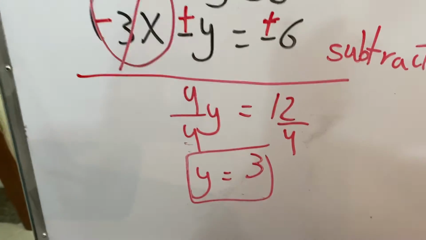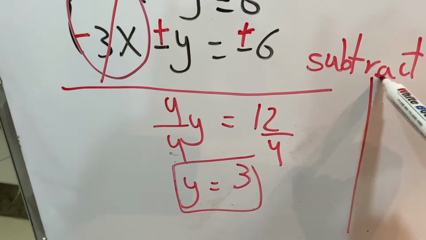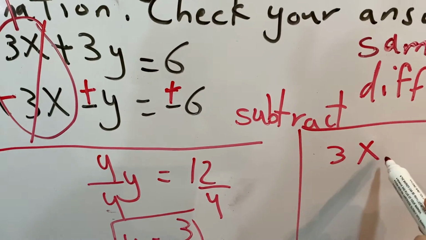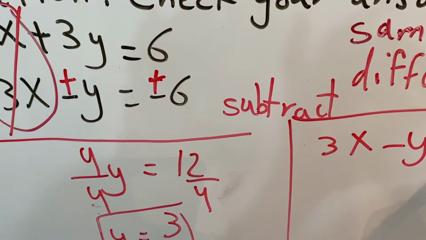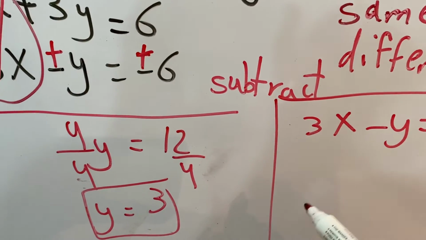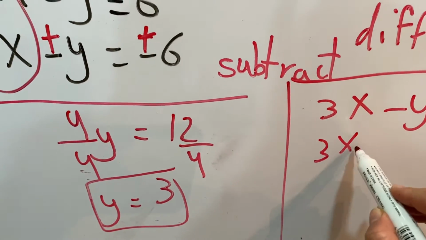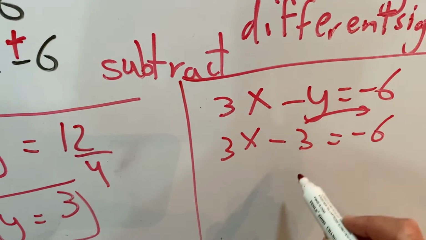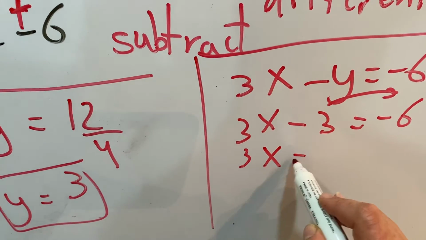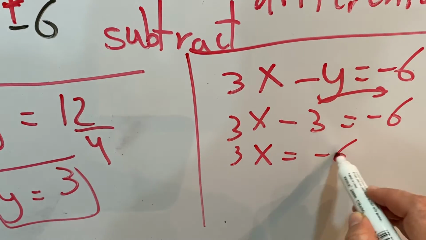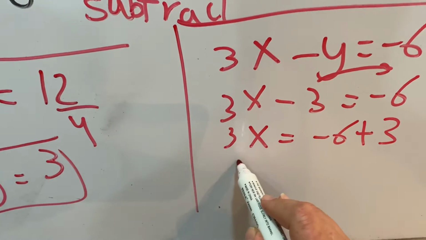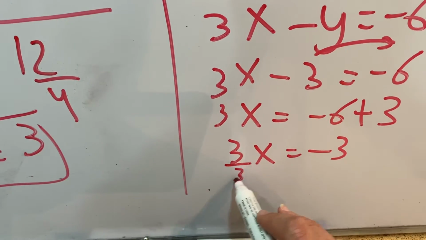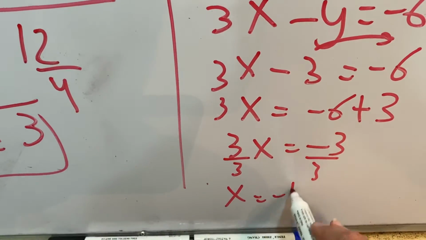So let us now replace here in the second equation. I will write the second equation as it was in the beginning, 3x minus y equals minus 6. I will replace the y now because I found the y, which is 3. So 3x minus 3 equals negative 6. Now I will combine like terms. I take negative 3 with negative 6. It will become 3x equals, negative will go there, positive, so minus 6 plus 3. So now 3x equals negative 6 plus 3, which is negative 3. Now I divide both sides by 3. So x equals minus 1.